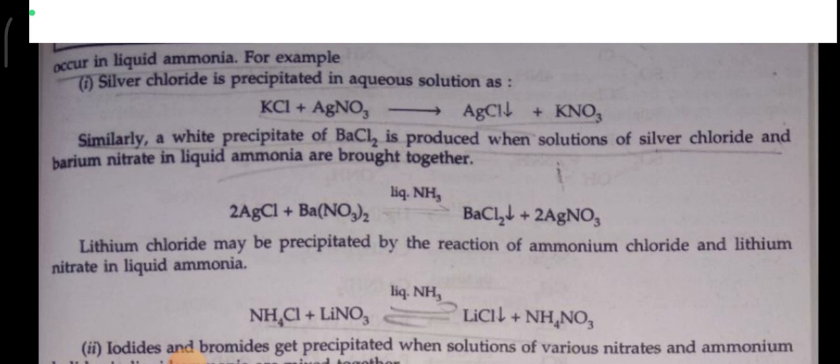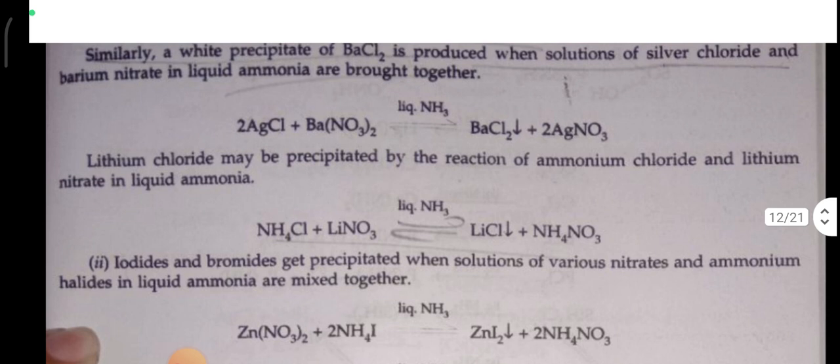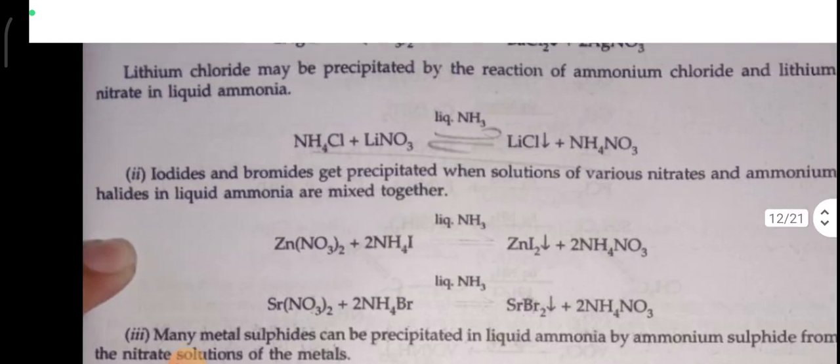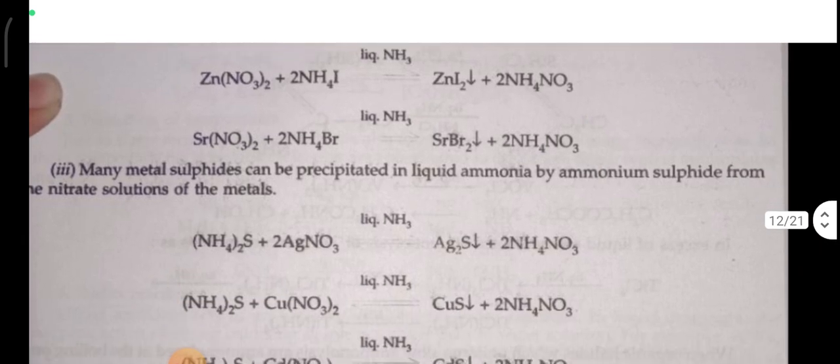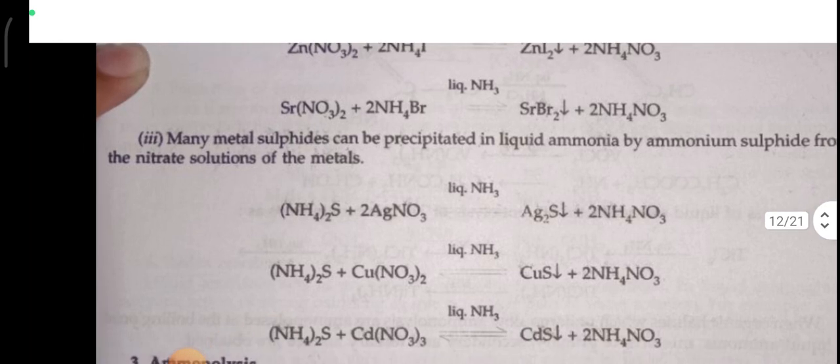Similarly, a white precipitate of barium chloride is produced when solutions of silver chloride and barium nitrate in liquid ammonia are brought together. Lithium chloride may be precipitated by the reaction of ammonium chloride and lithium nitrate in liquid ammonia. Iodides and bromides get precipitated when solutions of various nitrates and ammonium halides in liquid ammonia are mixed together. Many metal sulfides can be precipitated in liquid ammonia by ammonium sulfide from the nitrate solutions of the metals.